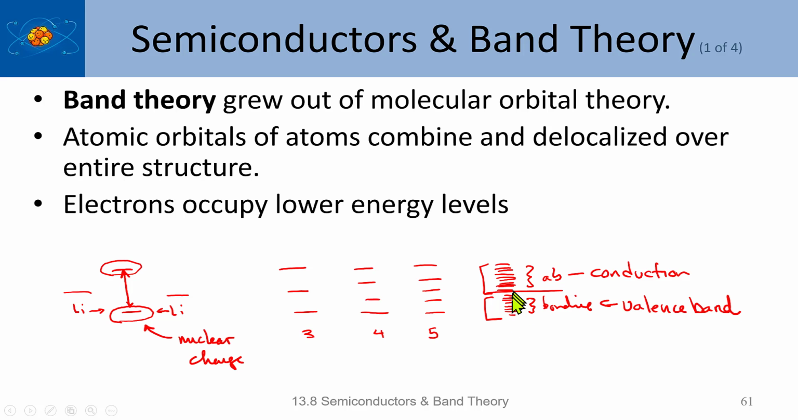But if this valence band is full, there's no room for the electrons to move, and so this is why this is called the conduction band. If you can take electrons out of here and put them up into this band, then they're able to move freely amongst all the other atoms.